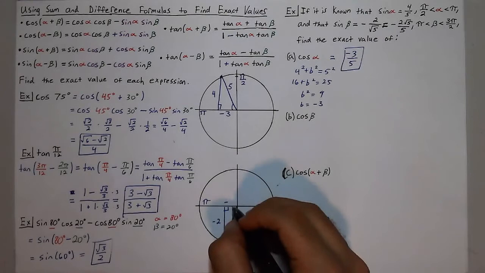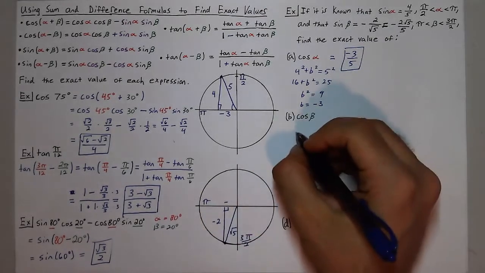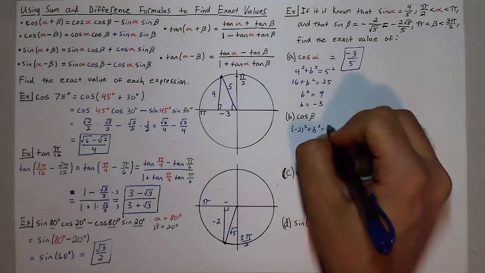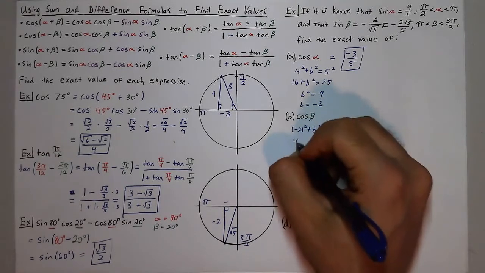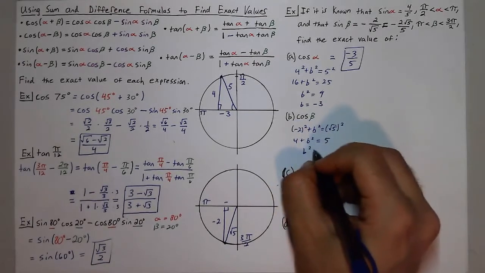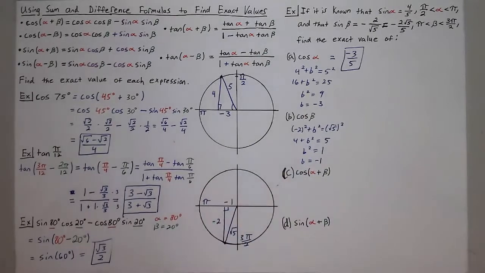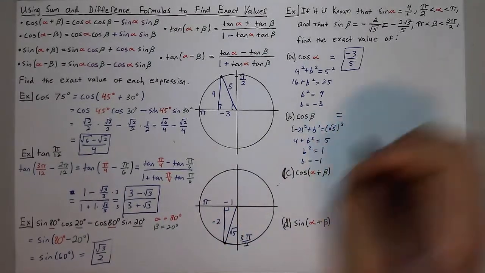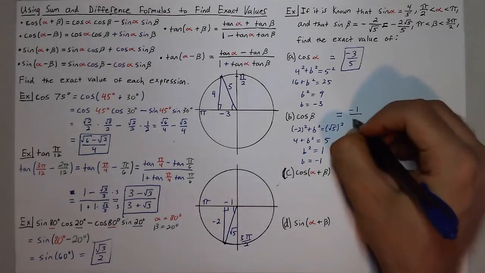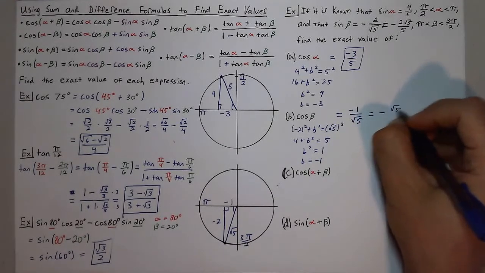And since I'm in the third quadrant, my x value should also be negative. But again, I can use that Pythagorean theorem. So negative 2 squared plus b squared is equal to the square root of 5 squared. So 4 plus b squared equals 5. B squared equals 1. So b is equal to negative 1, because I know I need my x to be negative, making cosine of beta equal to adjacent over hypotenuse, negative 1 over the square root of 5, which can rationalize to negative square root of 5 over 5.